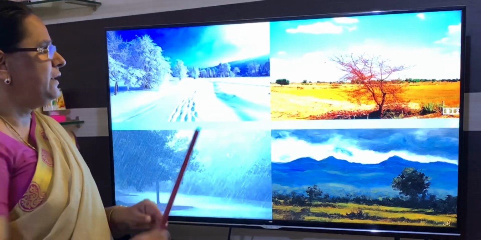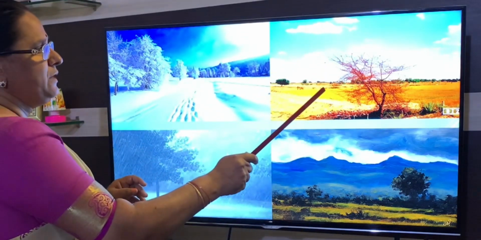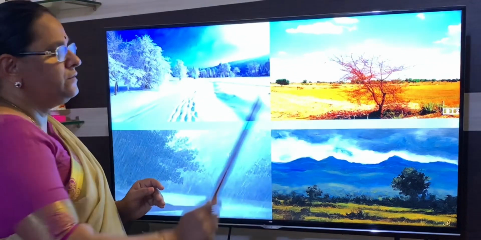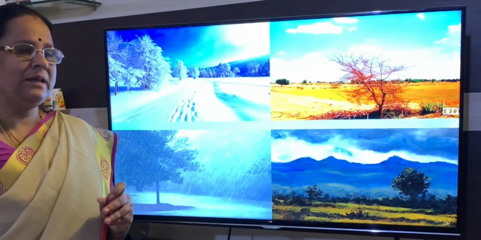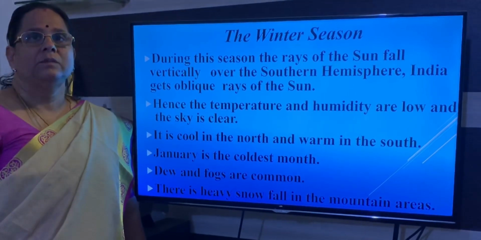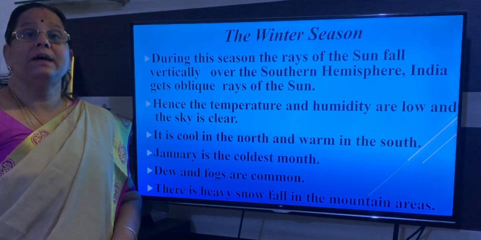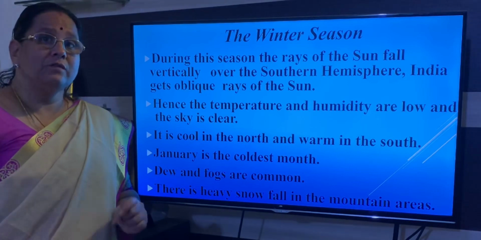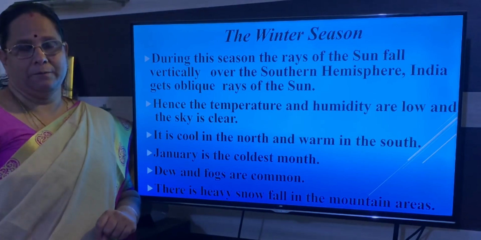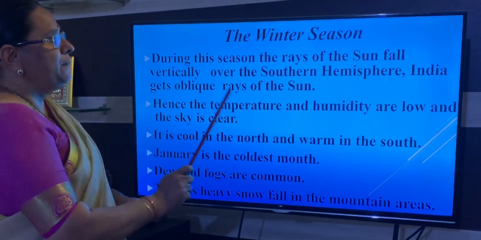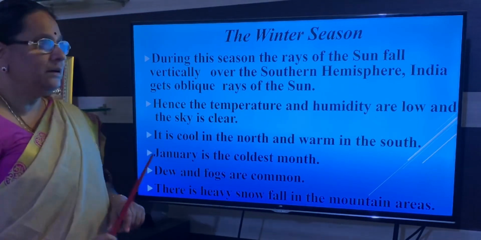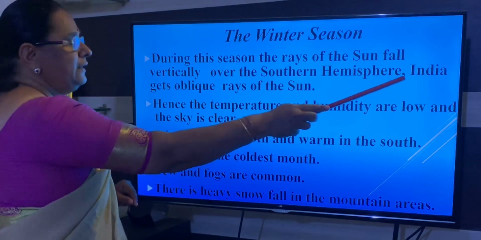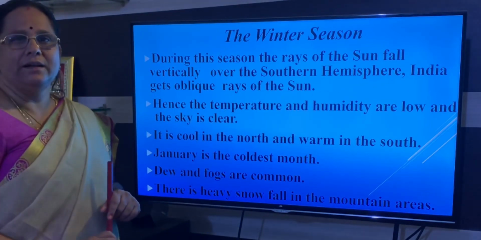So now you are able to understand here the 4 seasons. Summer season, then after that rainy season, winter season and retreating monsoon season. So totally 4 seasons are being explained here. Now we will learn about winter season and its characteristics. During this season, sun rays fall vertically over the southern hemisphere. India gets oblique rays of the sun. So remember here, the sun rays will fall vertically over which hemisphere? Southern hemisphere. And India will get oblique rays of the sun. That is slightly slanting.